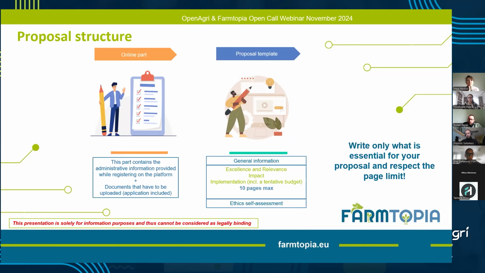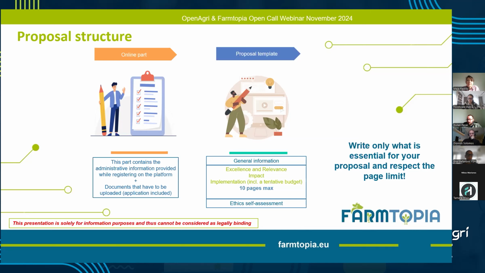And the proposal template is also divided into three parts. The first one is called general information. The second one we call the content part, that is grouped by the evaluation criteria. This will make it easier both for the applicants to create their proposals and for the external experts to assess them. And this part has a limitation of 10 pages. And the document concludes with an ethical self-assessment that all of the applicants need to fulfill in order to be considered eligible for the Farmtopia Open Call.